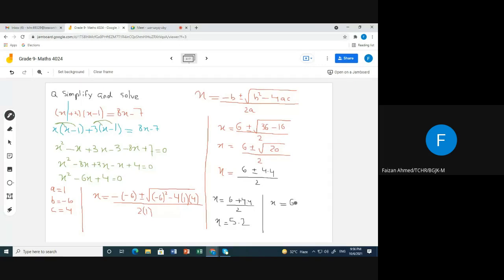And then I will subtract 4.4. क्या आ जाएगा आंसर? 0.8.